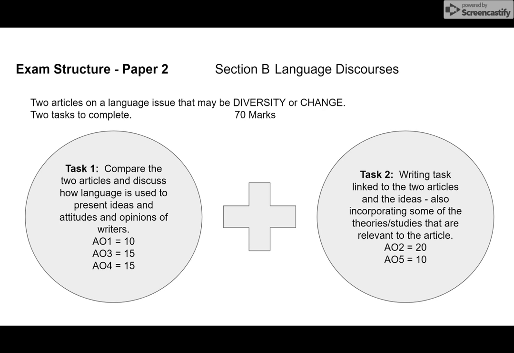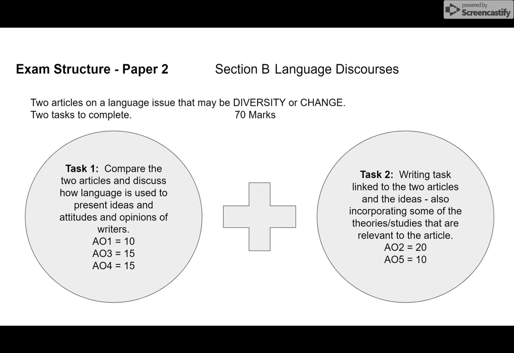The second task is a more creative one. It's a writing task linked to the two articles and the ideas contained within them. The students write an original article, but they should also incorporate some of the theories and studies that they're familiar with that relate to the issue that they've previously discussed in the two articles. This is worth 30 marks in total.